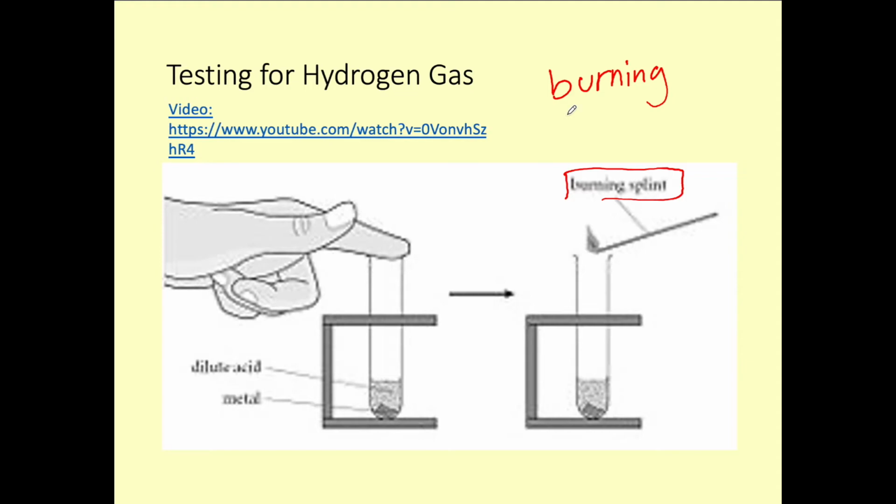What we've done here is we've reacted a metal with an acid. We've allowed those bubbles of gas to collect in the test tube. We've stopped it from escaping by putting our finger over the top. And then when we bring our lit splint to the top of the test tube, we end up hearing what we describe as a squeaky pop. And you'll be able to hear that if you watch that video.